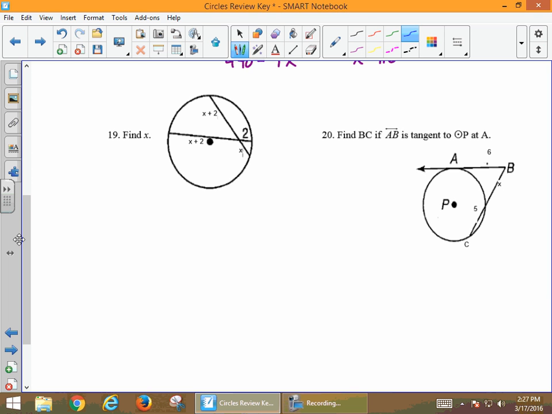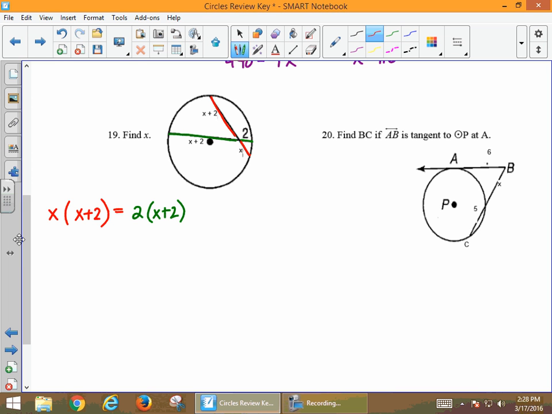All right, question 19. Now, question 19 could get really nasty, but you're going to notice something here in a second that makes this really, really nice algebraically. When two chords intersect inside a circle, there's a relationship that says A times B equals C times D. So it is the pieces multiplied together of one chord will equal the pieces of another chord multiplied together. So x times x plus 2 will equal this piece, 2, times this piece, x plus 2.